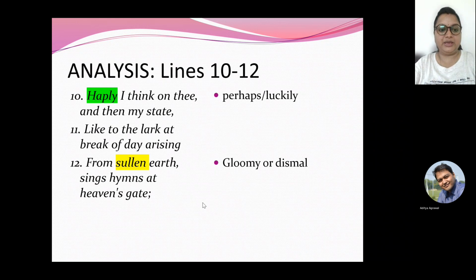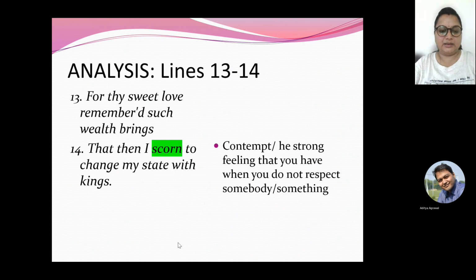So in this way, we analyze these twelve lines, and the last couplet, thirteen and fourteen: for thy sweet love remembered such wealth brings, that then I scorn to change my state with kings. In this last couplet, he is giving a kind of solution, a resolution, that thinking of your love brings such happiness that he would not change his position in life with kings. He refuses the position of king.